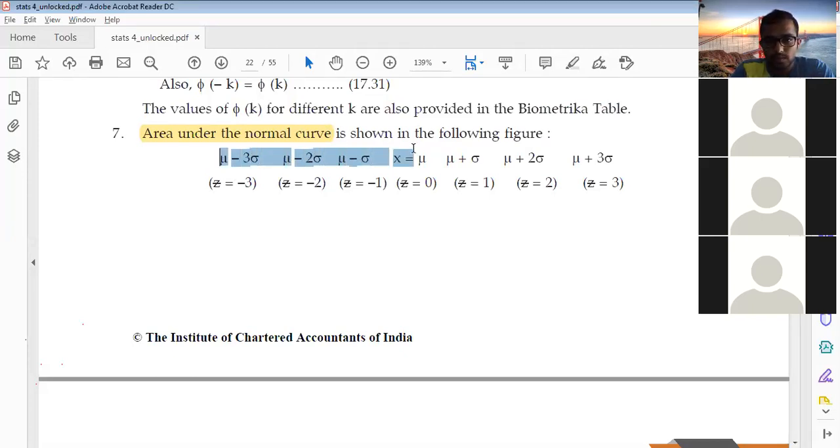Just write this much, students. Don't write anything else, just write this line. Don't write the below line, please. Just write this: mu minus 3 sigma, mu minus 2 sigma, mu minus sigma, x equals mu, mu plus sigma, mu plus 2 sigma, mu plus 3 sigma. Write it horizontally, or if you're writing it vertically, write it vertically. I will tell you what it is in the diagram. Just write that first line. Don't write the second line.